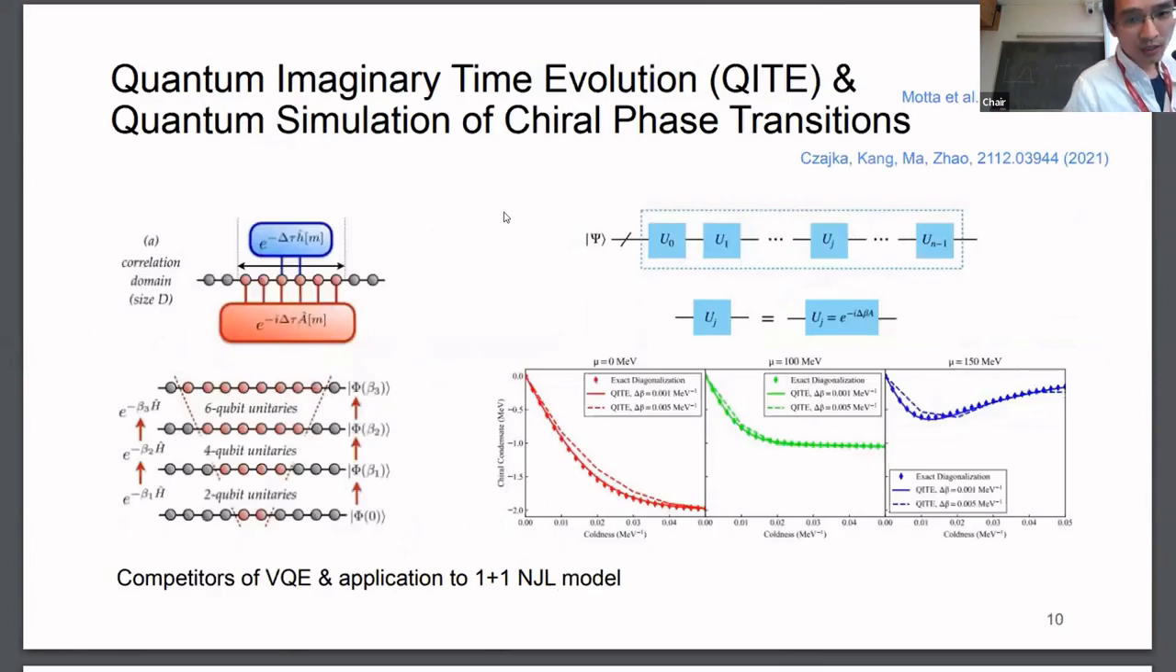And there's also an alternative to VQE, which is called the quantum imaginary time evolution, recently. And the idea is to use an approximation for the imaginary time evolution operator to approximate the real-time evolution. There's been some work also in the N+1 Nambu-Jona-Lasinio model.